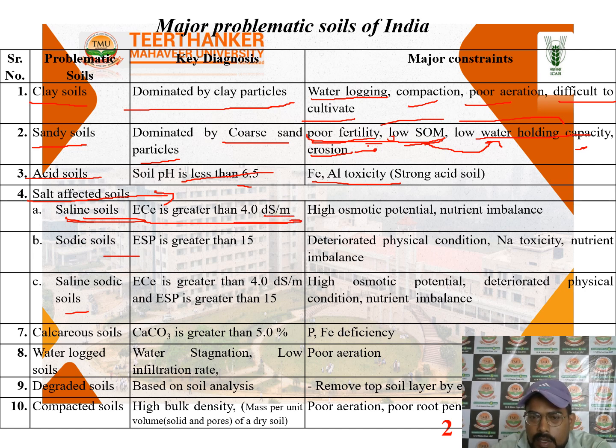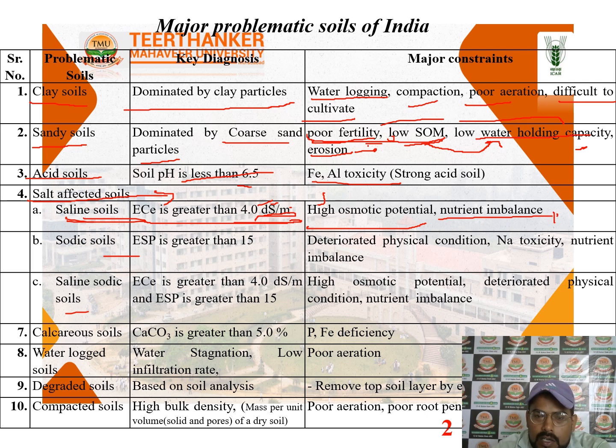This is the unit of electrical conductivity, deci-Siemens per meter. It indicates the total soluble salt dissolved in the water or the soil, measured by electrical conductivity. This creates high osmotic pressure when the salt increases. When the salt content increases, the osmotic potential increases, which creates pressure, and the nutrient balance in the soil becomes disturbed for the plants.